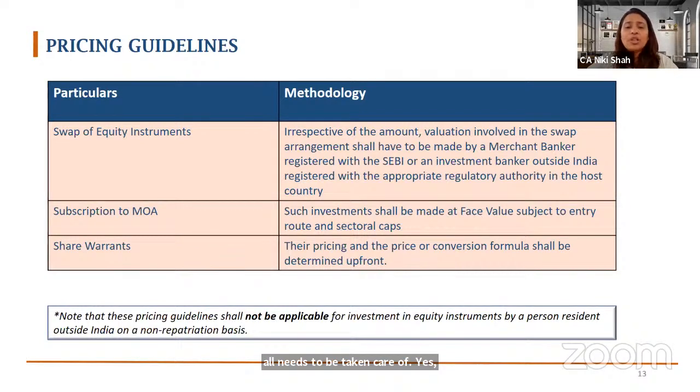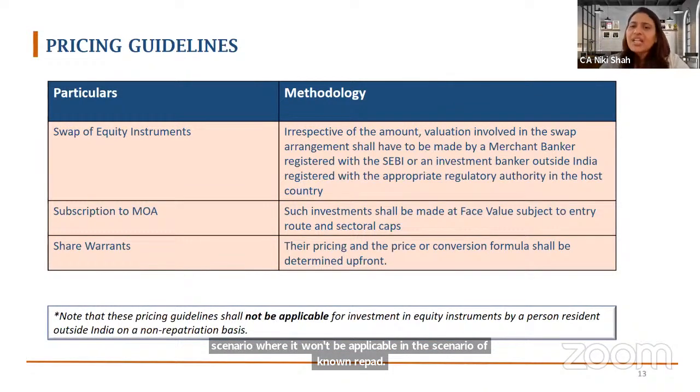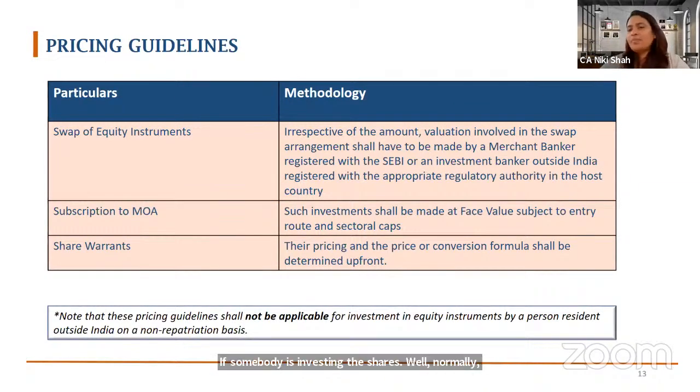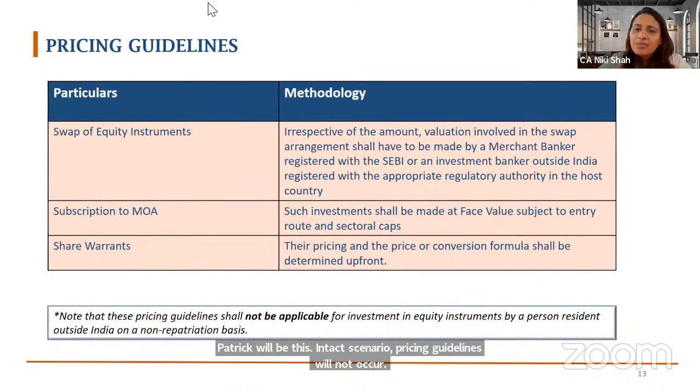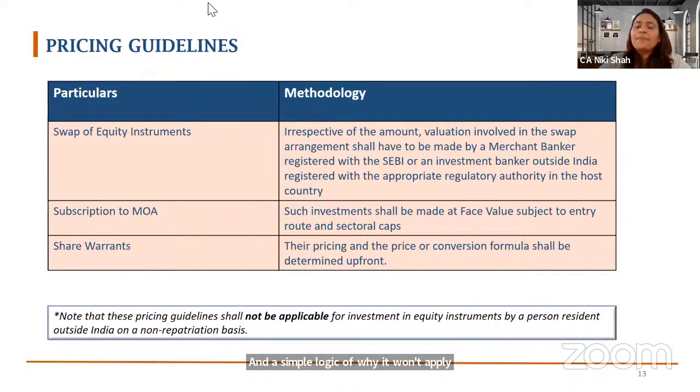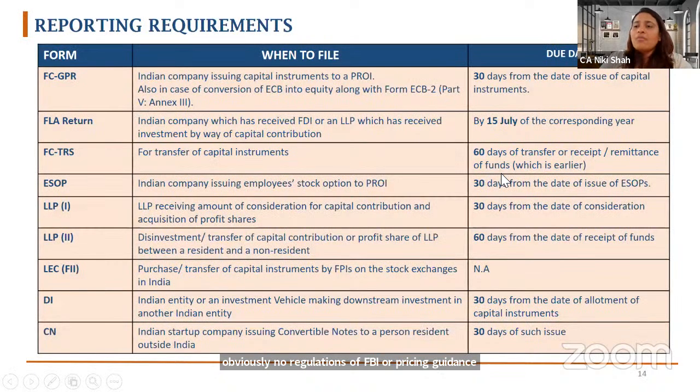Now, one scenario where pricing guidelines won't be applicable is a non-repatriation basis. If somebody is investing in shares on a non-repatriable basis, pricing guidelines will not apply. The simple logic for why is that the investment is not considered FDI. It is considered at par with domestic investment. In that case, obviously, no FDI regulations or pricing guidelines will be applicable.